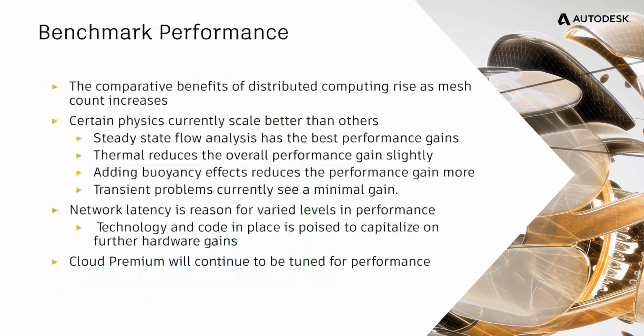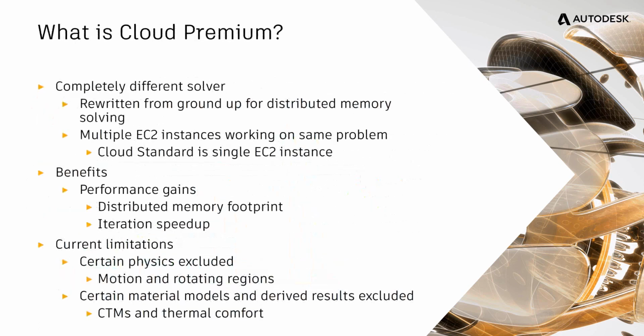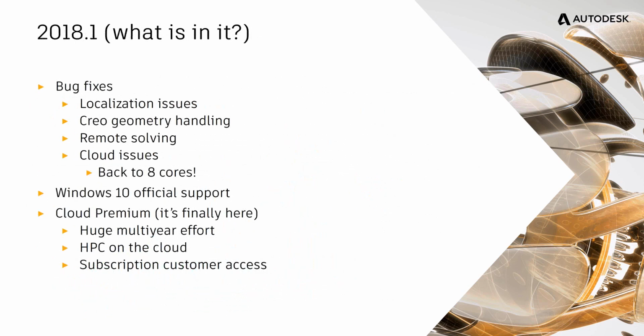And if I can go back up to the beginning, there were other benefits in 2018.1. Obviously we have a ton of bug fixes, and remote solving being one. If you don't know what that is, we have what we call local solve in the software, but you can also solve on another machine on your local network. It's technically a remote solve because you're initiating the solve from a different machine to another, but it's locally solving on another machine on your network.